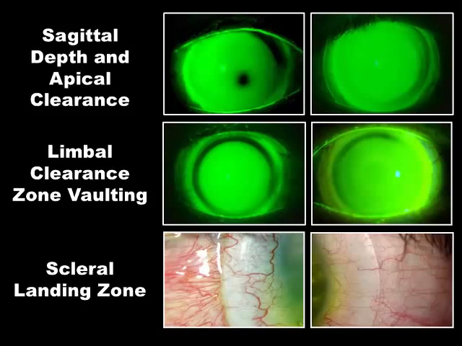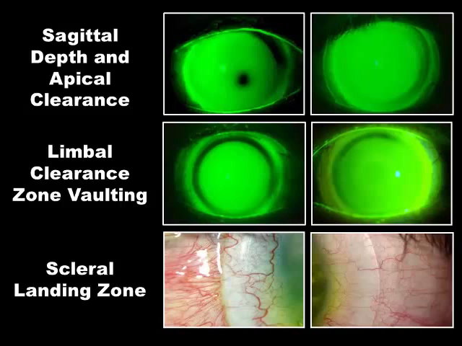So with all the ICD family of lenses, the rules are the same. These are all ICDs, but these rules apply to all of the lenses. Number one is sagittal depth. If we put on a lens with inadequate apical clearance, we need to go to the trial set or custom order a higher sagittal depth lens to clear the corneal tissue.